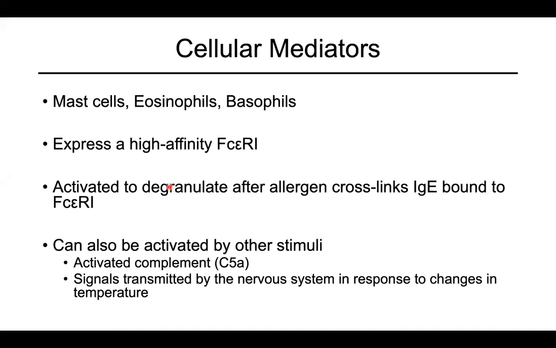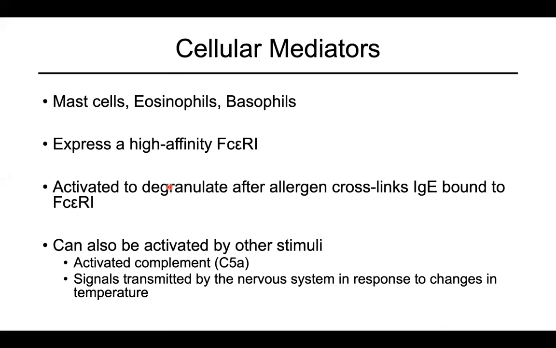So when the IgE binds to this receptor, it activates these cells, but this only occurs when there's cross-linking. Sorry, not when the IgE is bound. When your allergen binds to the IgE that is bound to your cell, it activates the cells and causes them to degranulate. But this only occurs in the context of cross-linking.